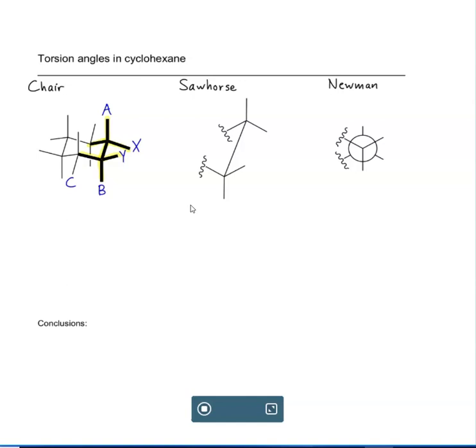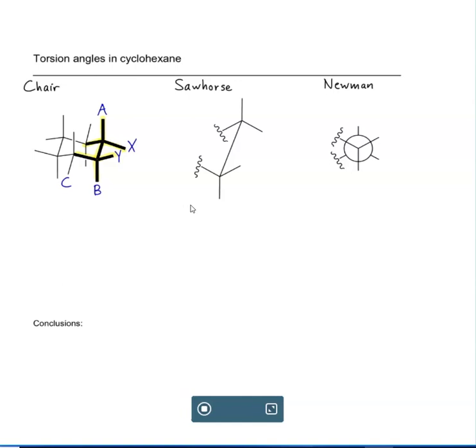Okay, so if we pull that bolded piece out of the molecule, what we get is a sawhorse. It looks exactly like a sawhorse. So let's put the labels on. This carbon here in the chair is this one, and as it turns out, that's going to be the front carbon in the Newman projection.